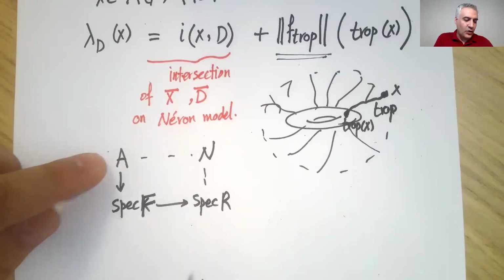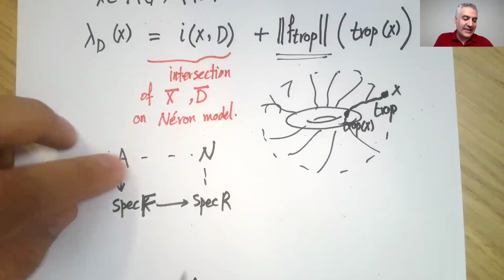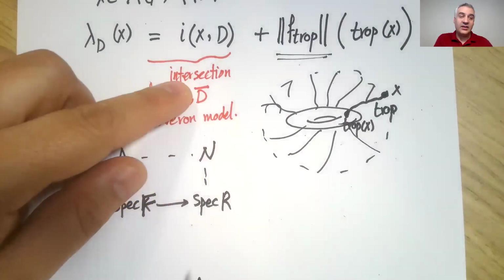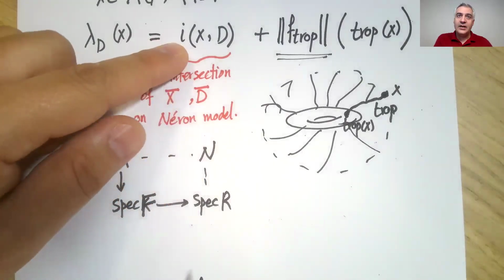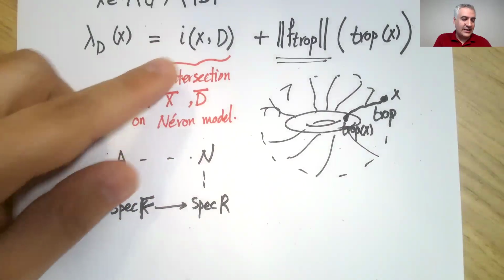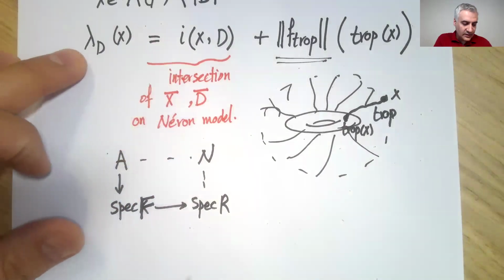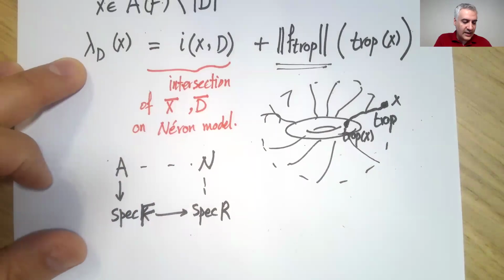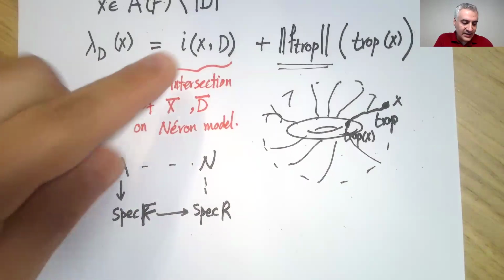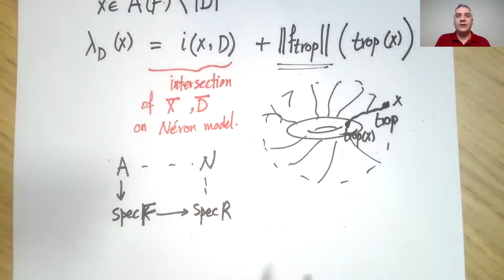So if you have a point here and a divisor here, you can extend them to the model, and you have an intersection theoretic contribution there. And we are saying that this local canonical height is that intersection theory plus something very tropical. Okay.